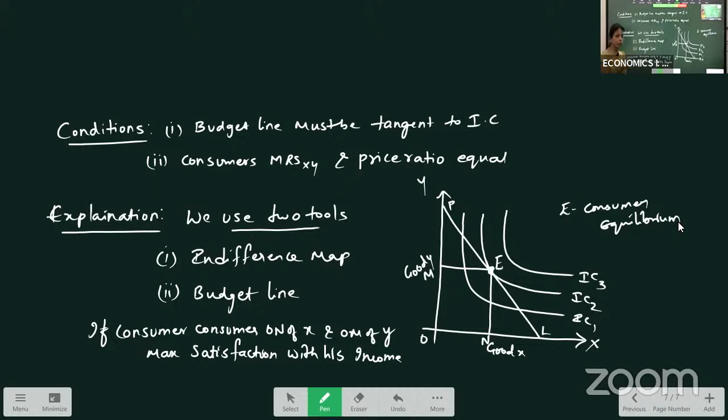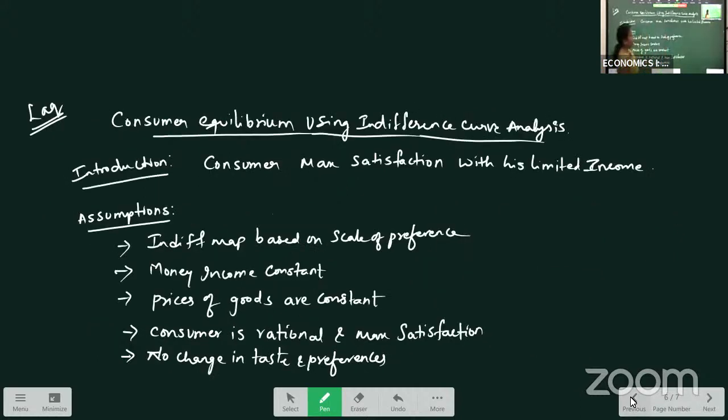You have an option here. Maximum 90%, they will ask the law of diminishing marginal utility for 10 marks. Sometimes they may ask this question also for 10 marks. Okay. So what is the question here? Explain the consumer equilibrium using indifference curve analysis. So what will you do?